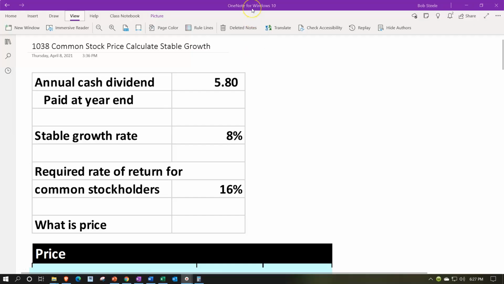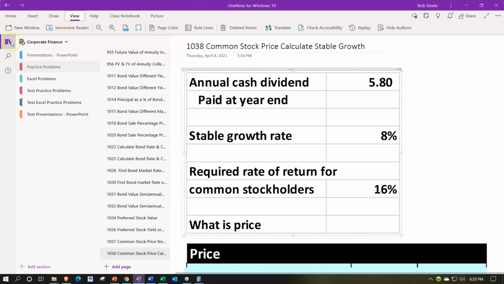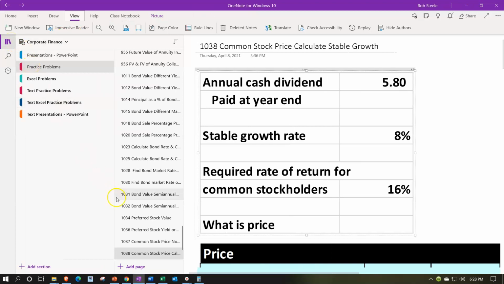Here we are in OneNote. If you have access to OneNote and would like to follow along, you're not required to, but if you would like to, we're in the icon on the left-hand side, in the practice problems, down in the 1038 common stock price calculate stable growth tab. Also note that if using OneNote, take a look at the immersive reader. Many of the presentations up top will be down here as well.